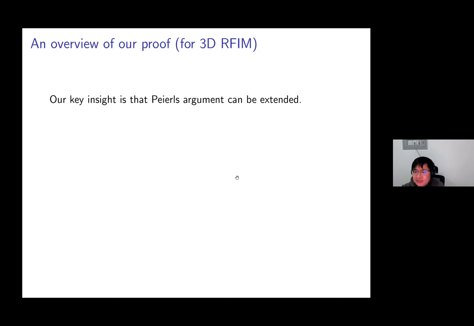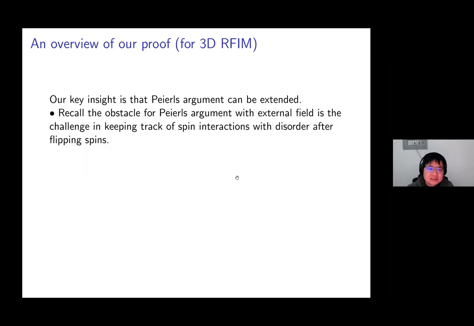Okay, now this is the part I want to go into a little bit in detail. I want to tell you what the key idea in our proof is. So here's an overview. Our key insight is that Peierls' argument can be extended. This is the very argument I explained at the very beginning of my talk. Recall that the obstacle for Peierls' argument with external field is the challenge in keeping track of spin interactions with the disorder after flipping the spin, right? Because when we flip the spin, the interaction of the spin with the external field is changed, and that seems to be hard to control.